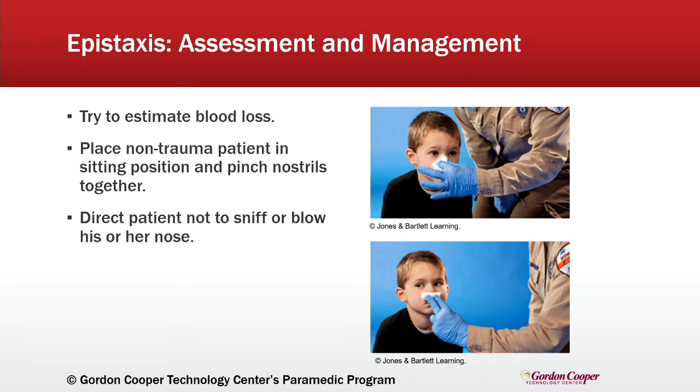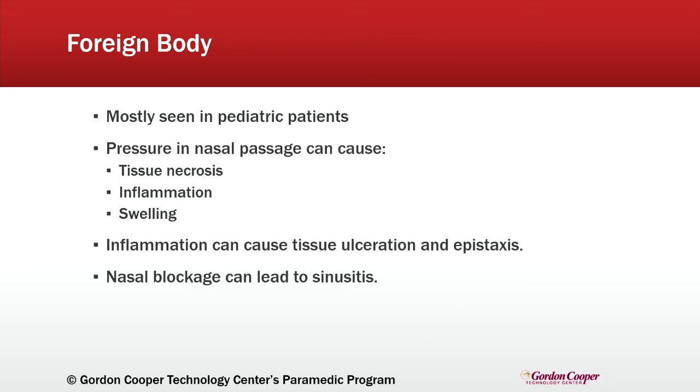So when we begin to manage these patients, the first thing we need to do is try to estimate how much blood the patient has lost. If it's bleeding externally, that's more ideal. If it's a posterior bleed, it's going to be more difficult, and you may never be able to have a really good idea of how much blood loss there is. For non-traumatic patients, have them sit up and lean forward. Pinch their nostrils together firmly for about 20 minutes. Be sure to tell the patient not to sniff or blow their nose during this time, because they'll blow the clot right out, and maybe we can get that to clot off and prevent it from bleeding any further.